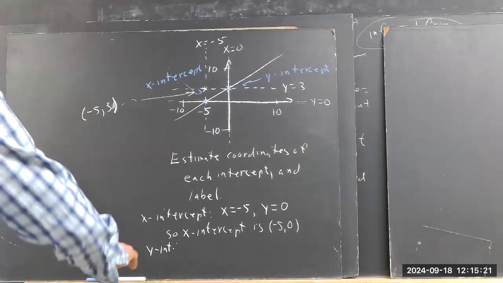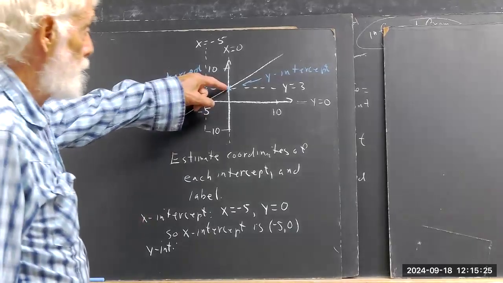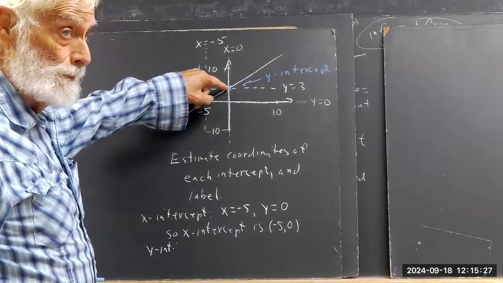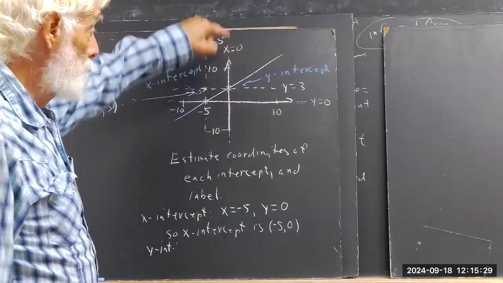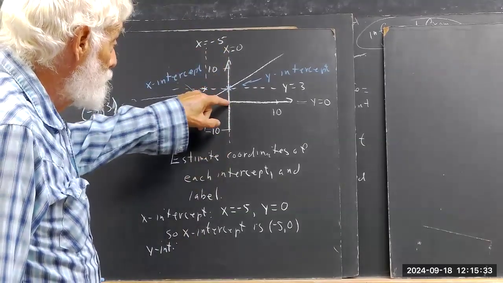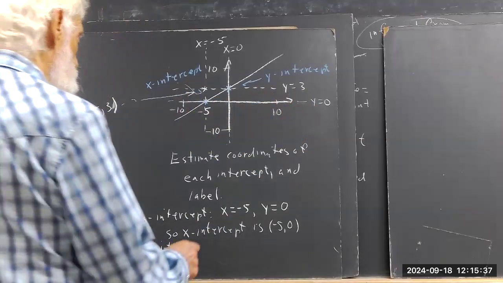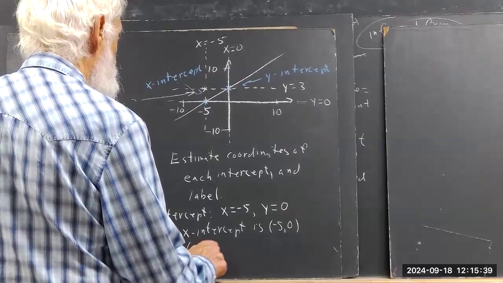Okay, so the y-intercept, well, the y-coordinate is 3. And it's on the line x equals 0. That's the y-axis. Everywhere on the y-axis, x is 0. Right between -10 and 10. So the y-intercept is (0, 3).